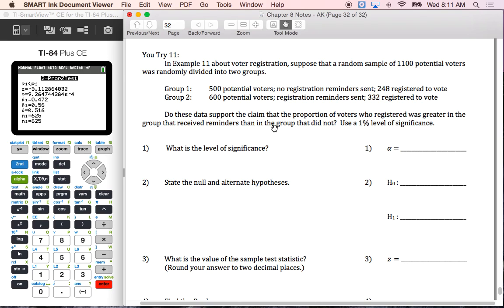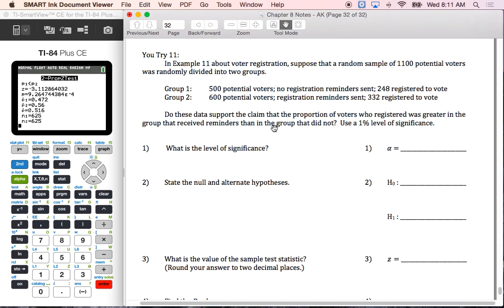So in example 11 about voter registration, suppose that a random sample of 1,100 potential voters was randomly divided into two groups. Group 1, 500, no registration reminders, 248 registered. Group 2, 600 registration reminders sent, 332 registered to vote. Do these data support the claim the proportion of voters who registered was greater in the group that received reminders than in the group that did not? Use a 1% level of significance. So again, go through this, pause the video, and then come back and see if we get the same answers.